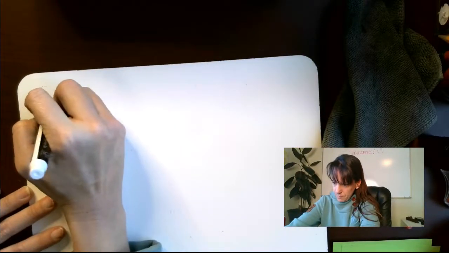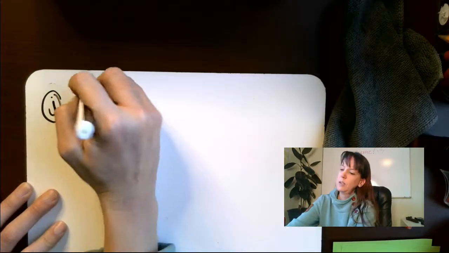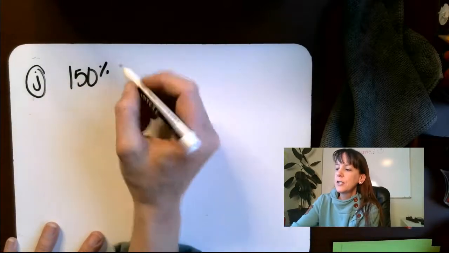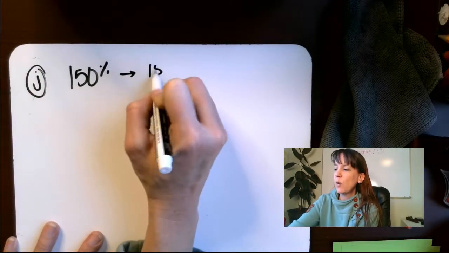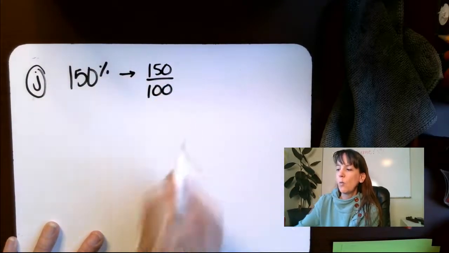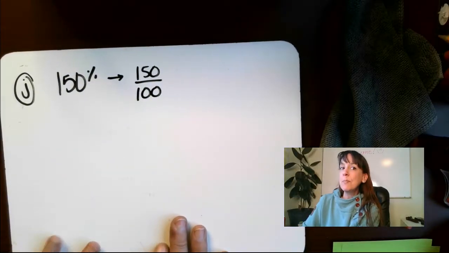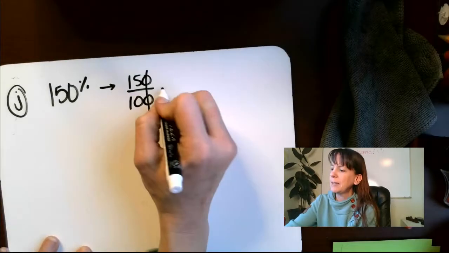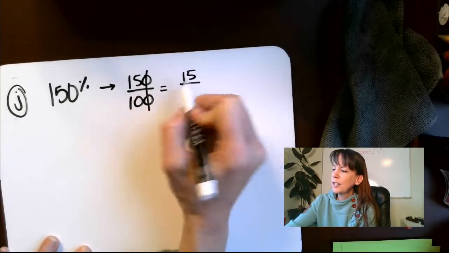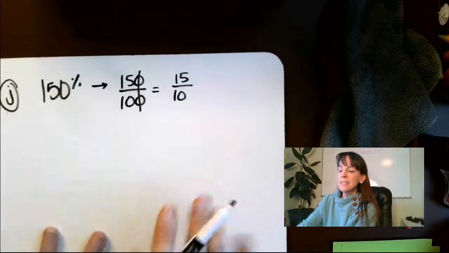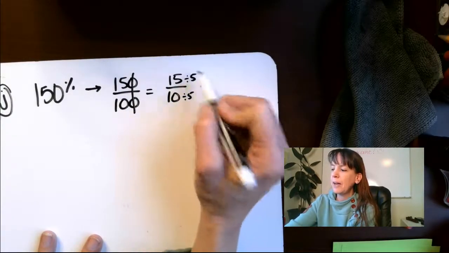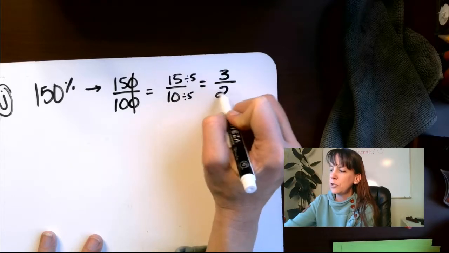J is 150%. There are 2 dots in a percent sign, so we have 2 zeros. This is going to be 150 over 100. Notice this is an improper fraction. First things first, let's cross off our zeros to make our life easier: 15 over 10. We can reduce this before we turn it into a mixed number. If we divide the top and the bottom by 5, we get 3 over 2.